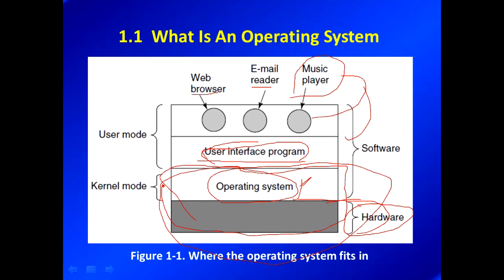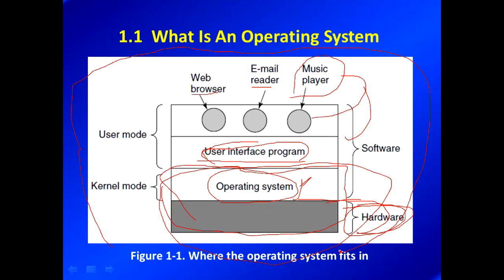And on the other hand, if we stand from the perspective of the hardware, we view the operating system as a manager to decide when to assign which process to use which hardware resource, right? So you can just observe this picture to understand what the operating system is, and we'll talk in more detail later about the two main roles of the operating system.